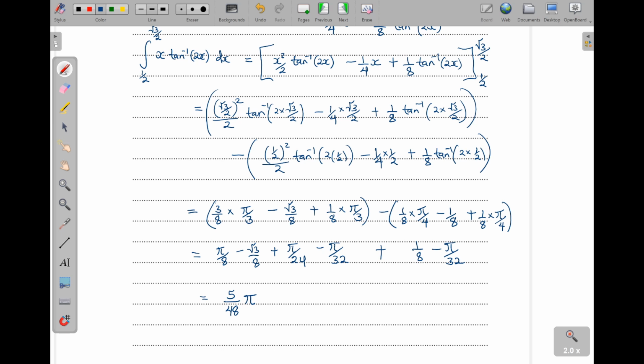And then we have, of course, this one is alone. So I'll have plus 1 over 8. And then we have root 3 here over 8. So minus root 3 over 8. So this one here is going to be the exact answer that we are supposed to have there.